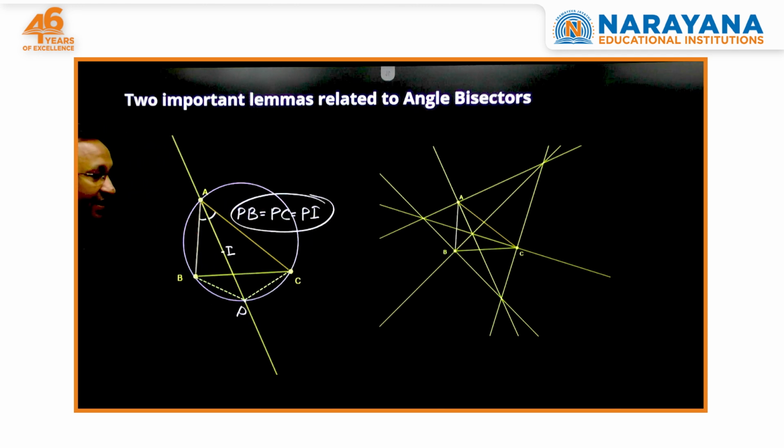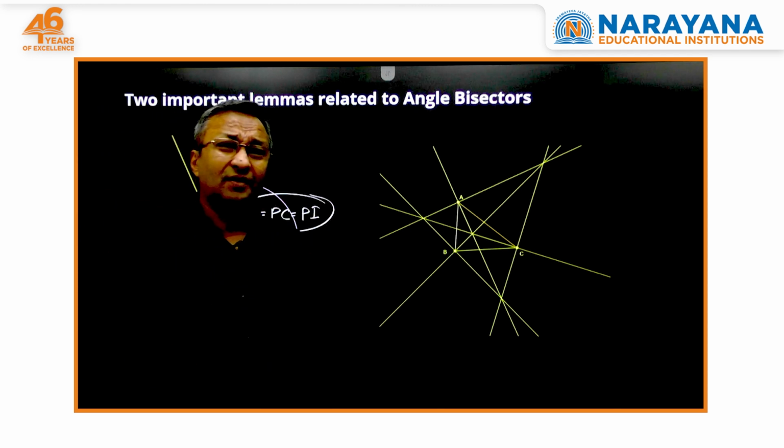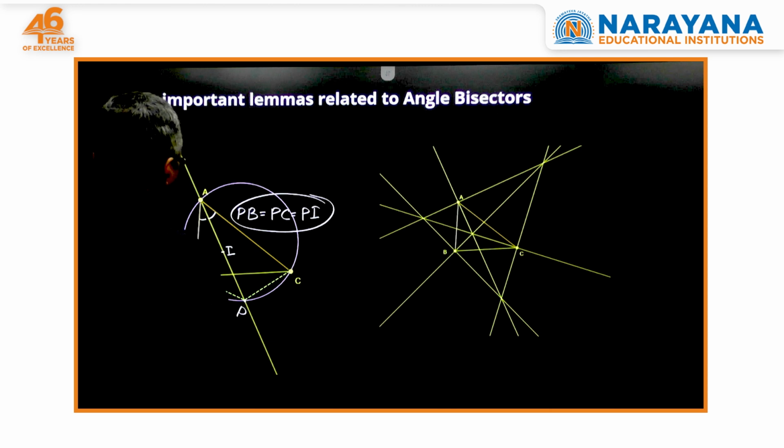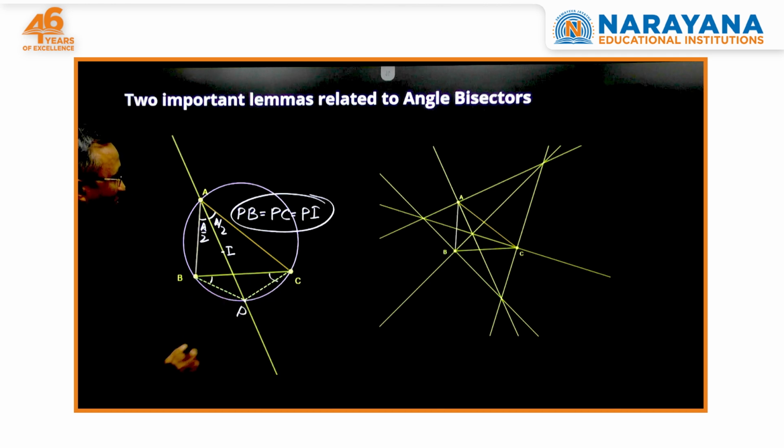The internal angle bisector, when it meets the circumcircle, creates a point with the other two vertices, and the logic is pretty simple. If you remember, this is A by 2, this is A by 2. So this angle and this angle, they both by angle chasing come out to be A by 2. So this is the first lemma that we are going to use.